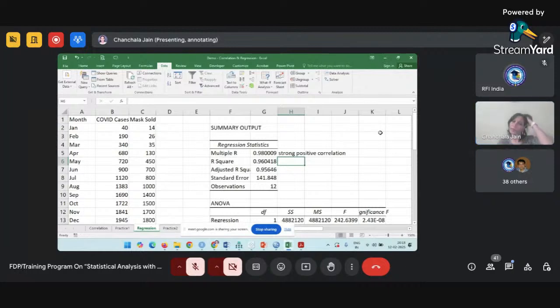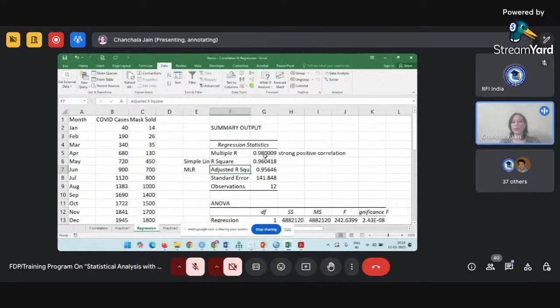Yes, ma'am. Then talking about R square. You need to understand this when I talk about R square. This we report in case of simple linear regression, and adjusted R square we report in case of multiple linear regression. So here we have a simple linear regression problem. You can see we have only the COVID cases and mass sold, so one dependent and one independent variable. That means this is a case of simple linear, so you will report only your R square. Adjusted R square we will report in case of multiple linear regression, right?